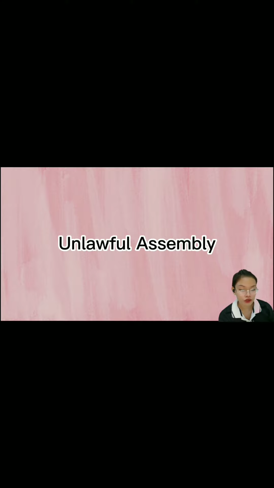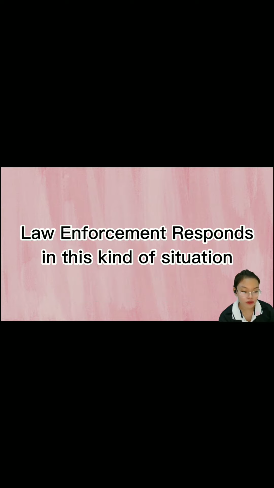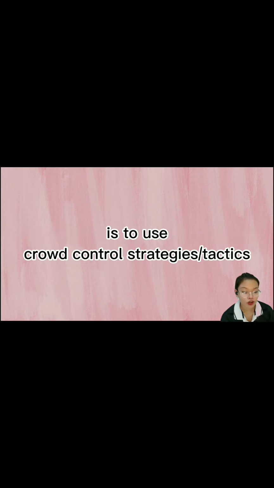If a crime is occurring, action may be taken to stop it prior to a dispersal order being given. Per Penal Code 407, two or more persons assemble to commit an unlawful act or commit a lawful act in a boisterous or tumultuous manner. So the law enforcement response in this kind of situation is to use crowd control strategies and tactics.